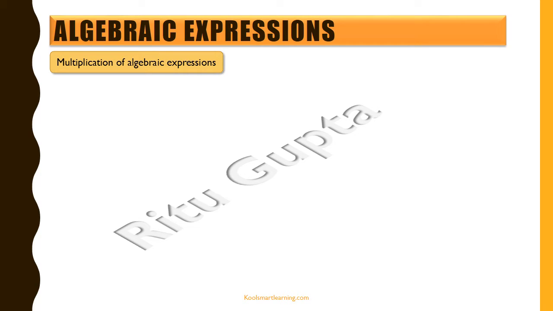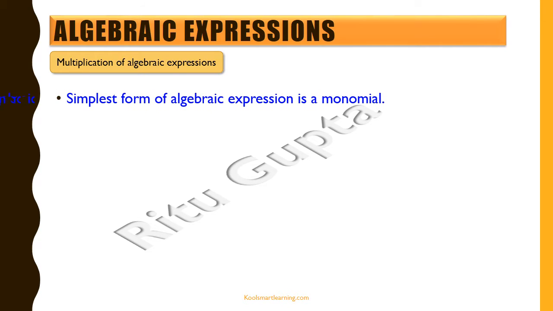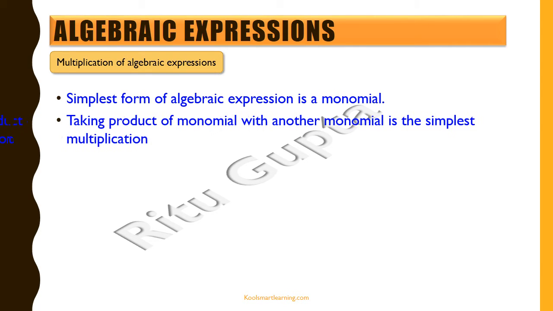So friends, let's first look at the multiplication of the algebraic expressions. Now first of all, we'll take the simplest form of algebraic expression, which is monomial. So we'll take two monomials to be multiplied because that will be the simplest product possible between the two expressions.